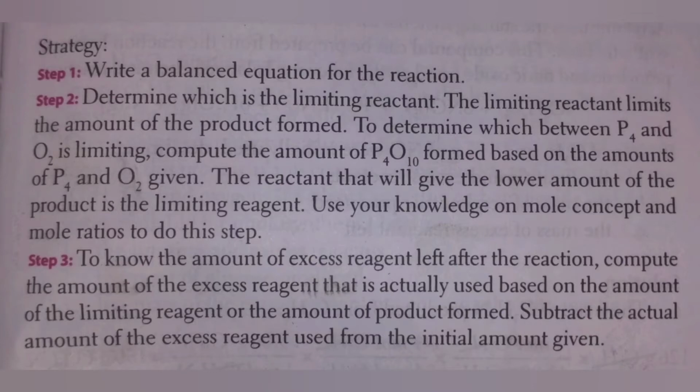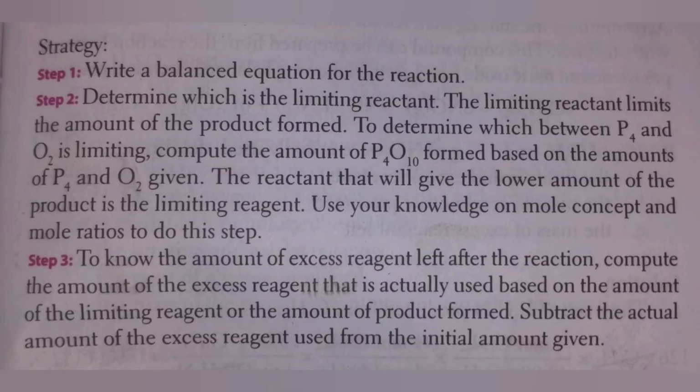Here are the strategies we need to follow in order to solve for the limiting and excess reagent. Step 1. Write a balanced equation for the reaction. Step 2. Determine which is the limiting reactant. Always remember that the limiting reactant limits the amount of the product formed. So, to determine which between P4 and O2 is limiting, compute the amount of P4O10 formed based on the amounts of P4 and O2 given. The reactant that will give the lower amount of the product is the limiting reagent. Use your knowledge of the mole concept and mole ratios to do this step.